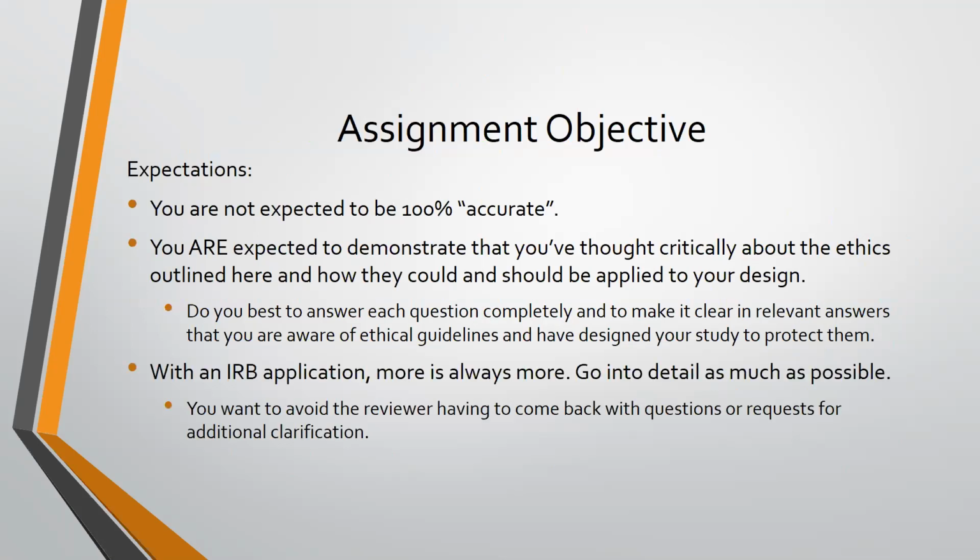With an IRB application, more is always more. You want to go into detail as much as possible. So essentially, when you submit these applications, the reviewer looks at it, they come back with questions or requests for additional clarifications, or even for redesign if something major in your study is unethical. But you want to avoid that if possible, so you don't want to give a really brief response on one of these applications and then have them come back and say, well, what do you mean? Because what happens is that just takes time. It'll take 3 months for your application to get approved because you have to do 3 revisions versus 1 week for your application to be approved because you went into great detail and had good answers everywhere.